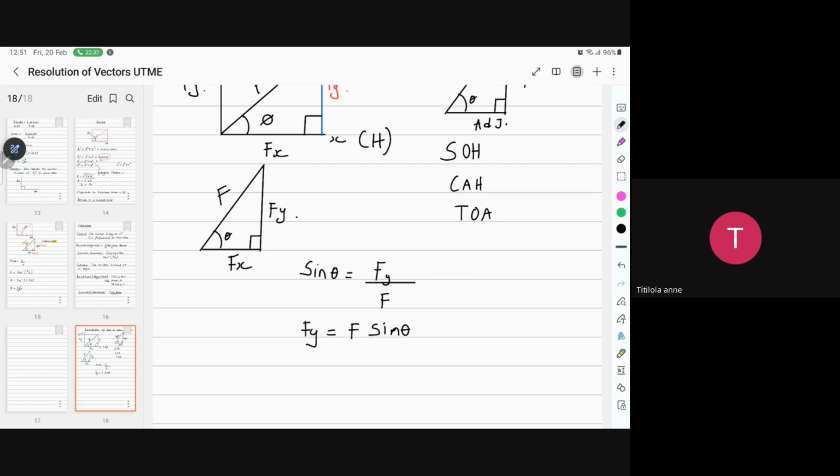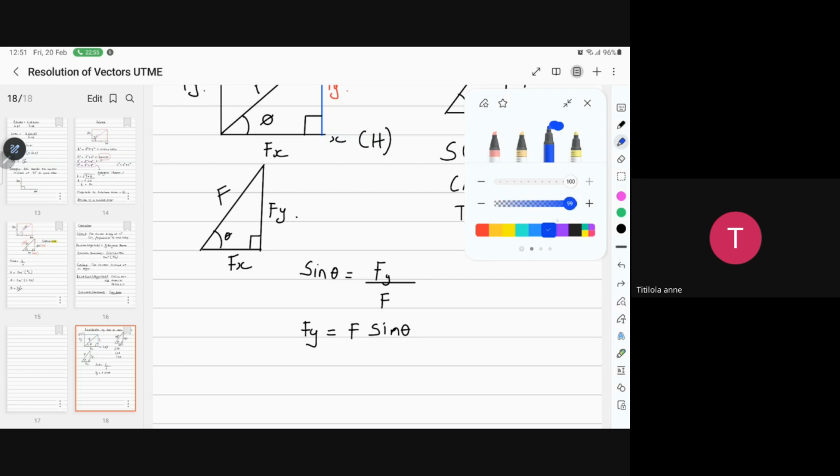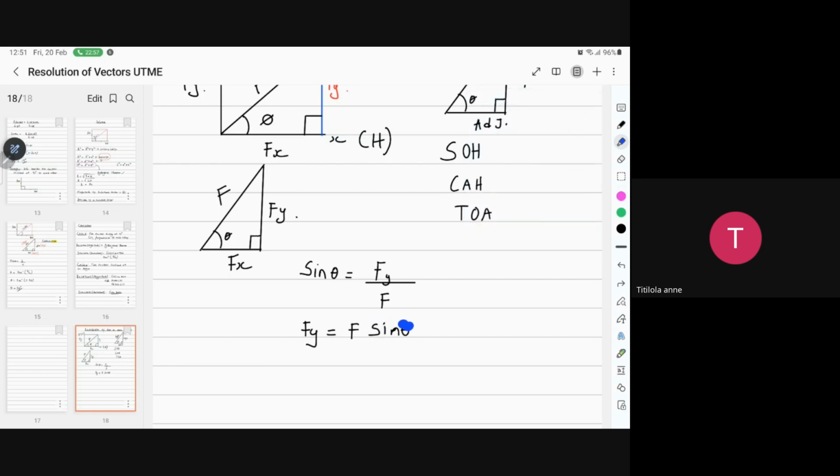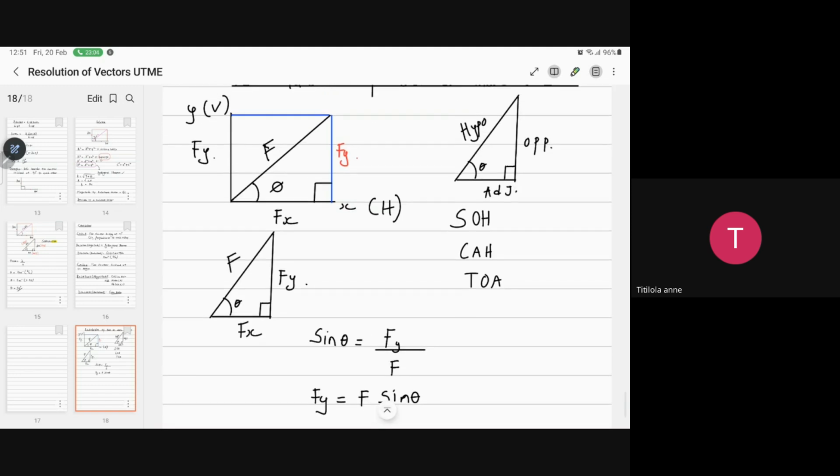Fy equals F sine theta. So if you're looking for the component of the force in the vertical direction, that is when you have a force at an angle, right? If you have a force at an angle and you are looking for the vertical component of that very force, it will give us Fy equals F sine theta. So resolving this particular force to the vertical. So what am I trying to say? Look at this.